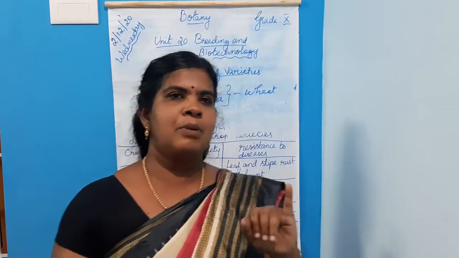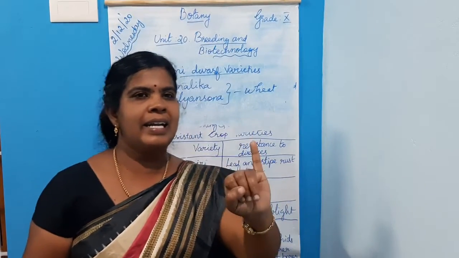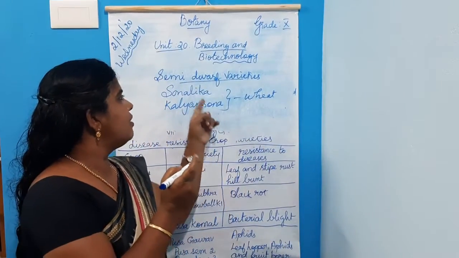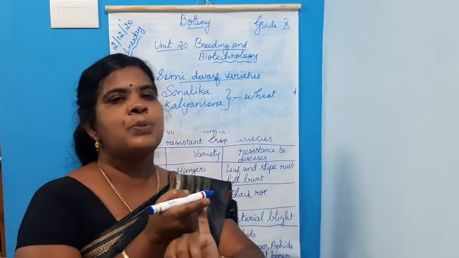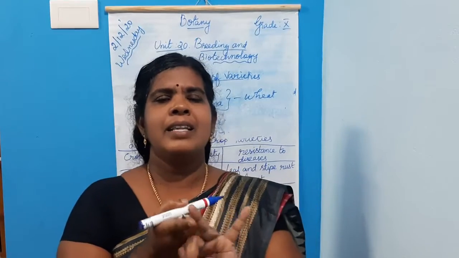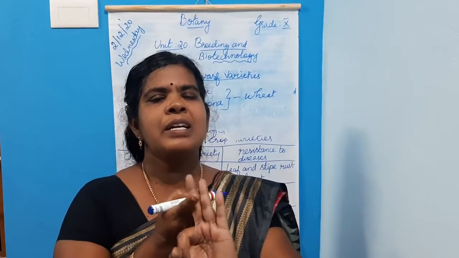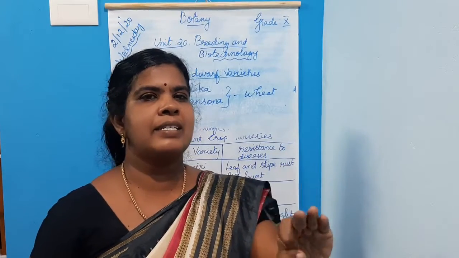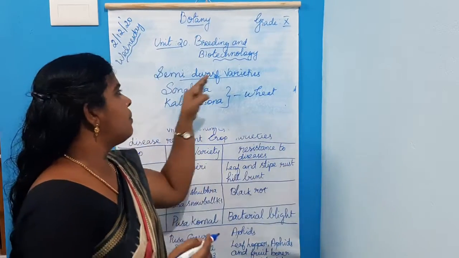Okay, the characteristic features are: first one is high yielding. These varieties give a high yield. So high yielding, then semi-dwarf, then fertilizer responsive. These are the important characteristics of these two improved varieties.